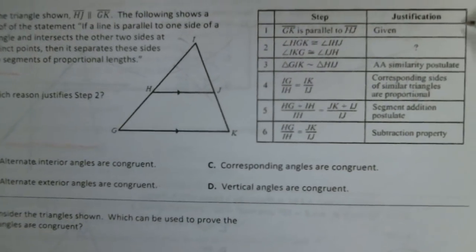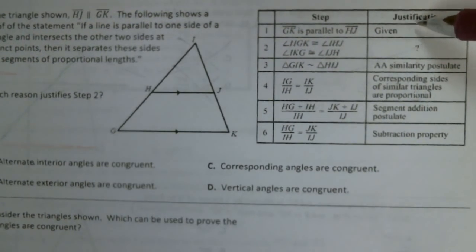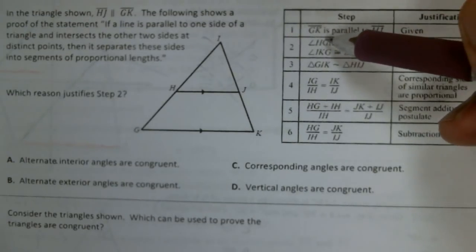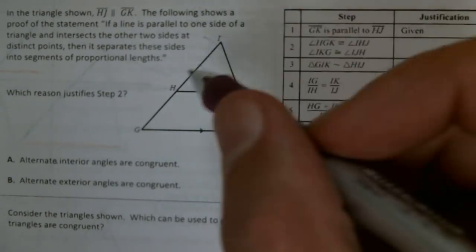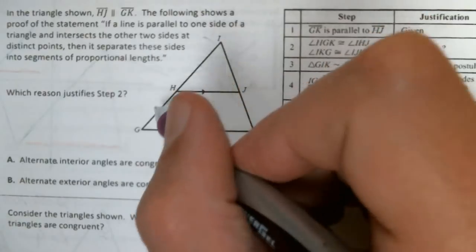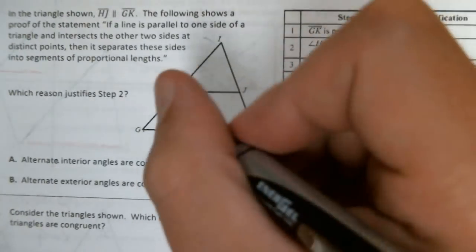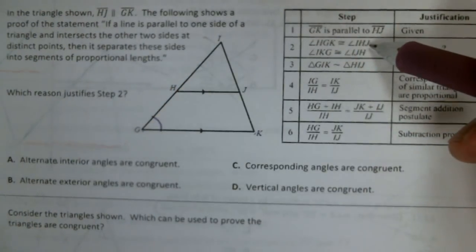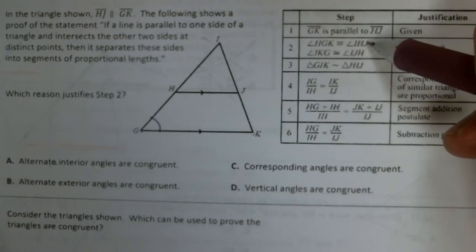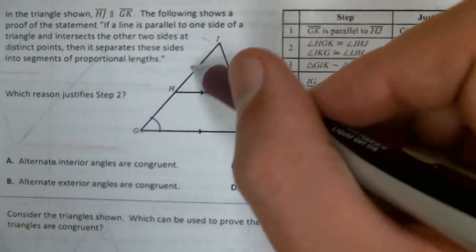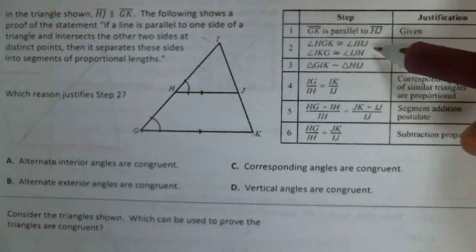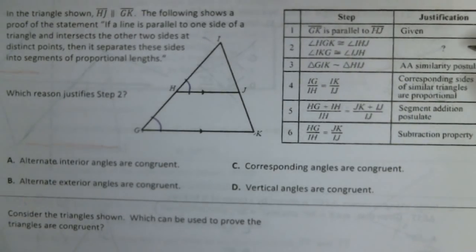The first step in my proof, guys, is always the given, which they have. And then the second step, they're saying angle HGK. Okay, put your pencil on it. HGK, got it. That angle is congruent to angle IHJ. Okay, got it. Those two angles are congruent. Why?